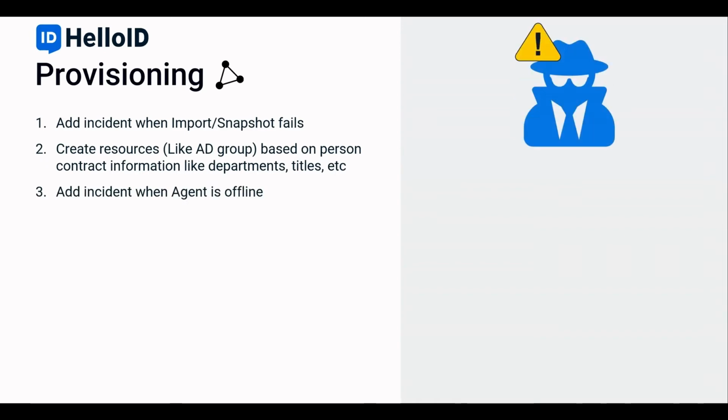Thirdly, add incident when agent is offline. This feature contains the same functionality as the previously mentioned one. With this incident, we can inform a specific user about the state of the agent, which makes it more user-friendly for the portal administrator to only take actions in case an incident is being reported. Let's show you how these new features work in detail.